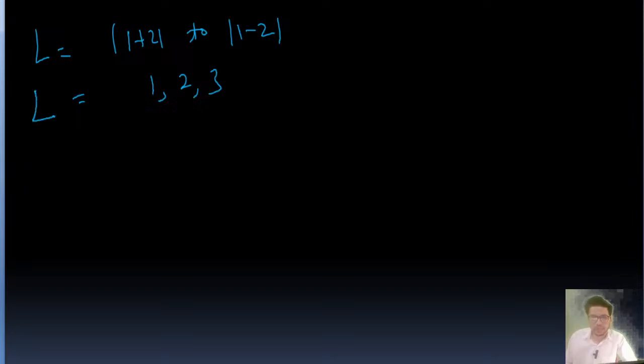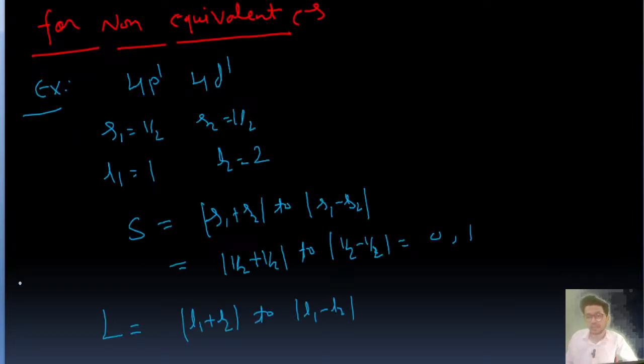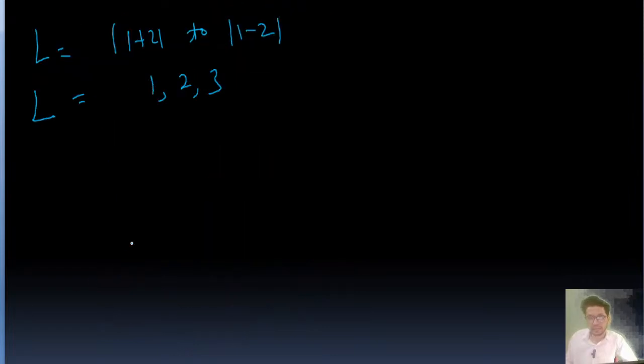These are L values. Okay. So S values are 0, 1 and L values are 1, 2, 3. So for S equal to 0, we have L equal to 1, L equal to 2 and L equal to 3. These values we will find, right?